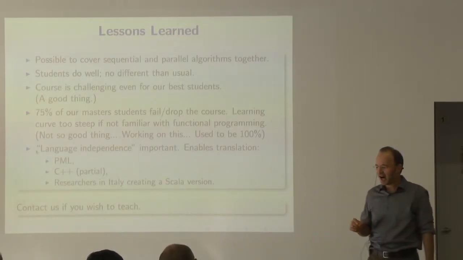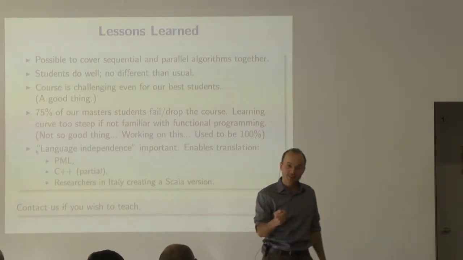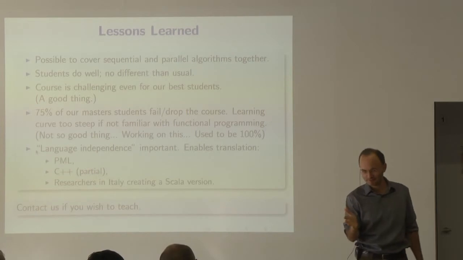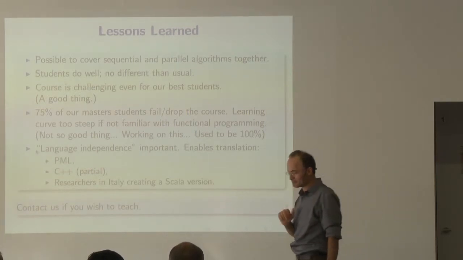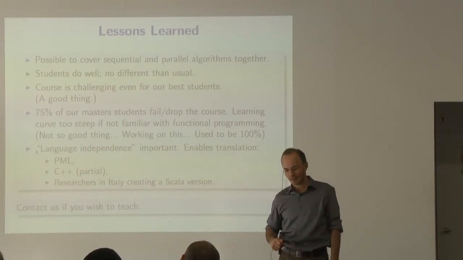Now, on the other hand, 75% of our master's students drop or fail, literally, which are not undergraduates, but our master's students drop and fail because they don't know functional programming, okay?